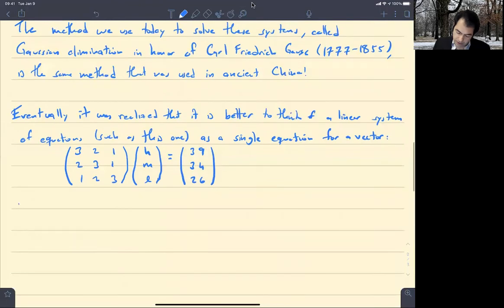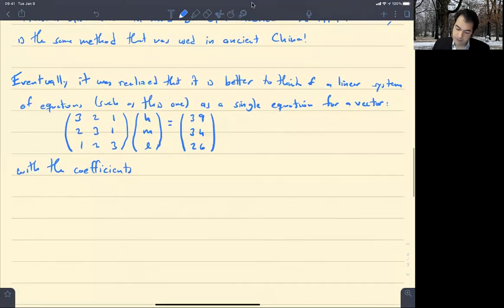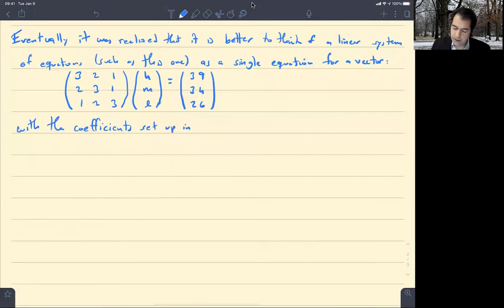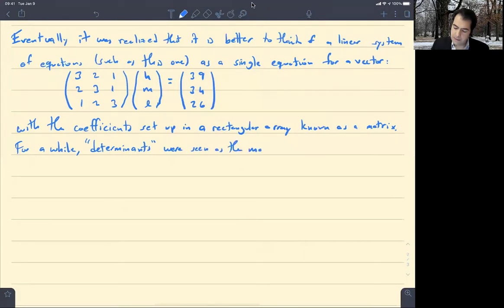So here, let's say, with the coefficients set up in a rectangular array known as a matrix. So for a while, historically speaking, determinants were seen as the main tool or the main way to study these systems.